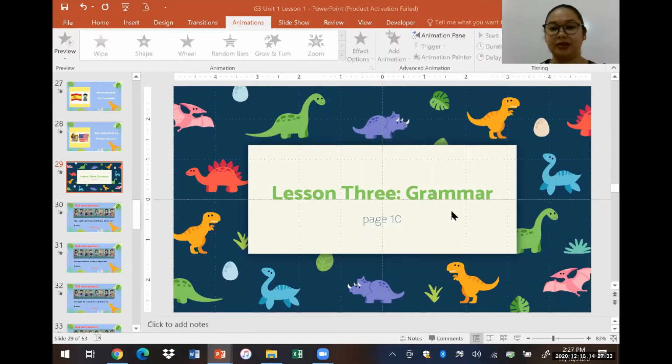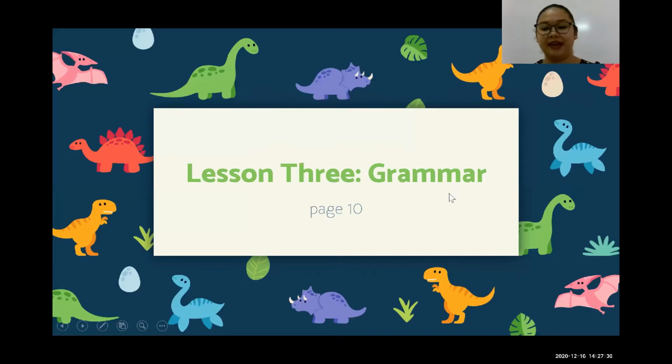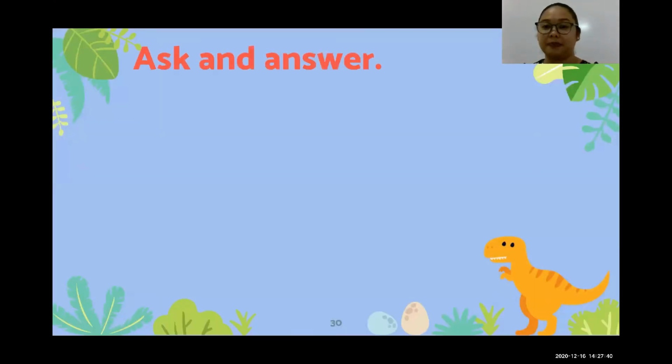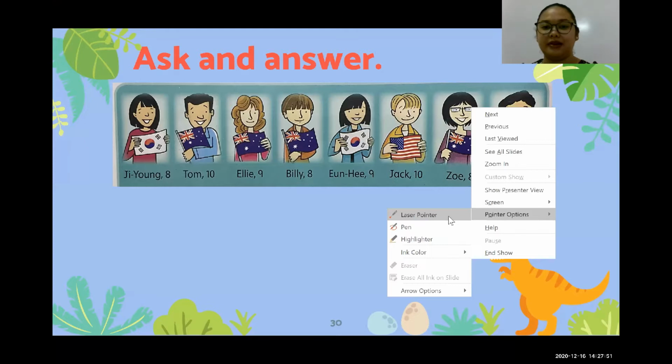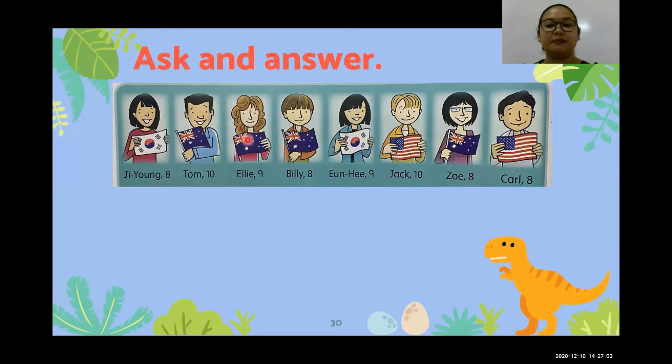Lesson 3 is all about grammar, okay? So this time, I have here a picture. What we will do is we will do ask and answer. So take a look at these pictures. These are pictures of boys and girls from different countries.